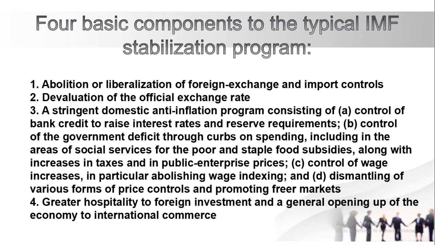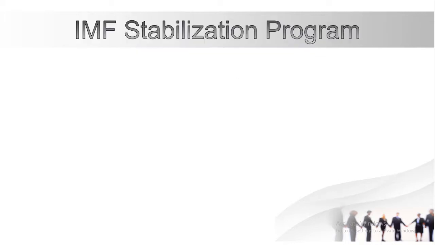B. Control of the government deficit through curbs on spending, including in the areas of social services for the poor and staple food subsidies, along with increases in taxes and in public enterprise prices. C. Control of wage increases, in particular abolishing wage indexing. And D. Dismantling of various forms of price controls and promoting freer markets.